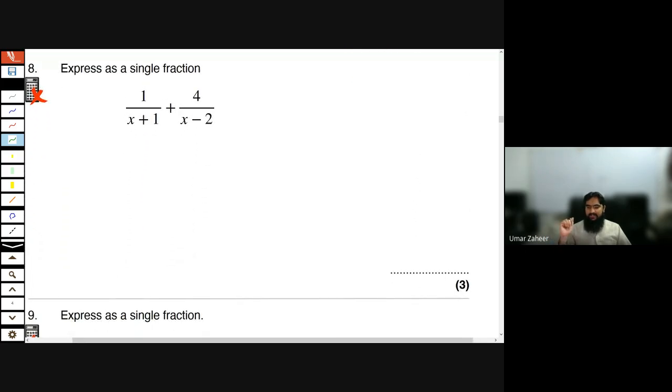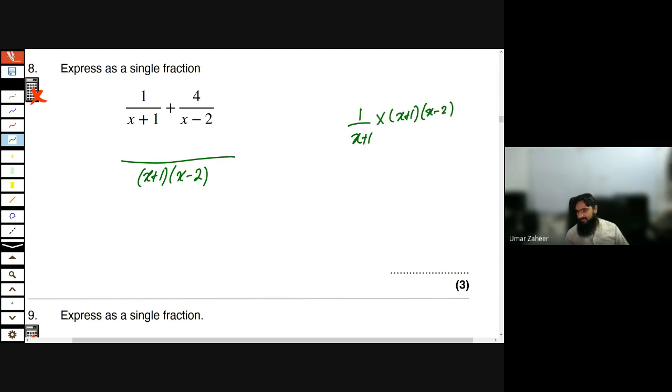Now look at here, we have the expression. In this one, again, we have to take the LCM. These are algebraic expressions. Obviously, both are different ones, so their product is basically the LCM. So x plus 1 multiplied by x minus 2. Now, take the first fraction and multiply by LCM. So x plus 1 is going to be cancelled out with x plus 1. You will get x minus 2 here.